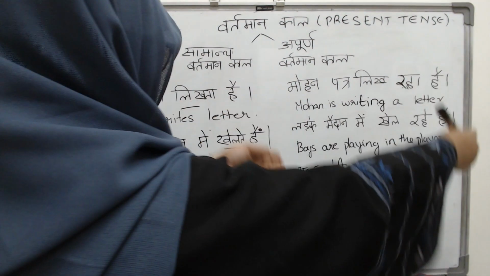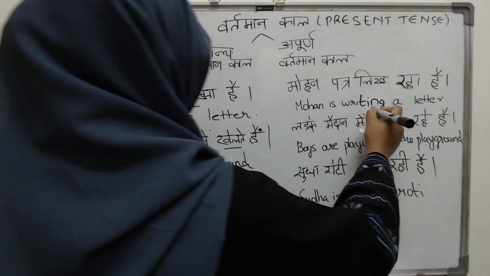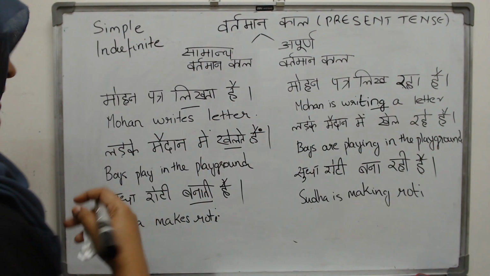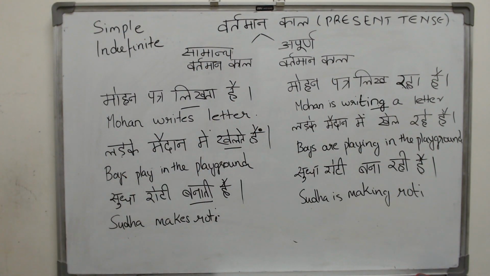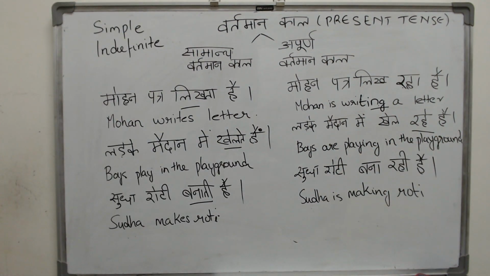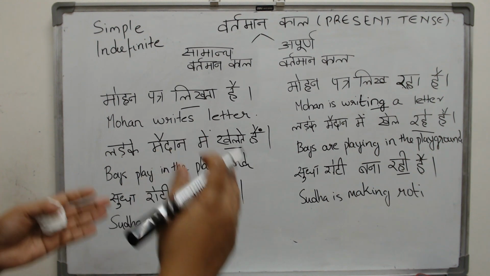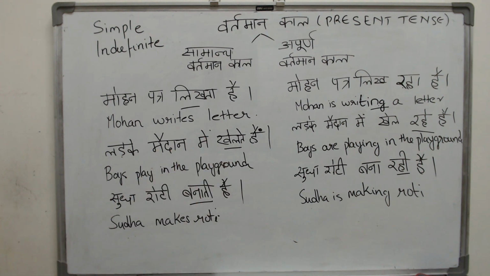Now look at this set of sentences. Mohan patra likh raha hai. Mohan is writing, the ing form. Mohan is writing a letter. Ladke मैदान में खेल रहे हैं. Boys are playing in the playground. Sudha roti bana rahi hai. Sudha is making roti. So in these sentences also action is happening.